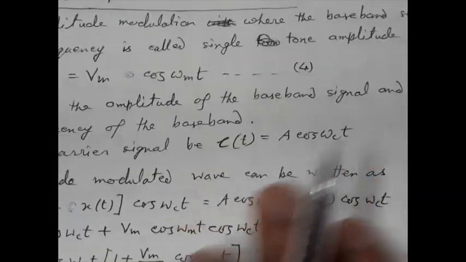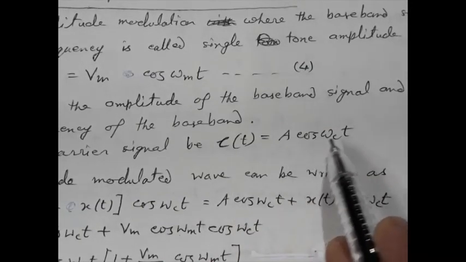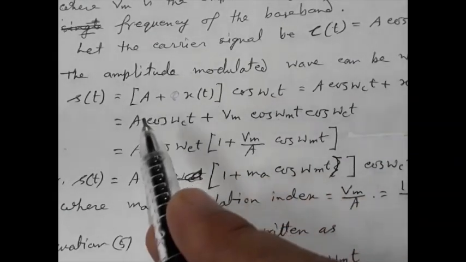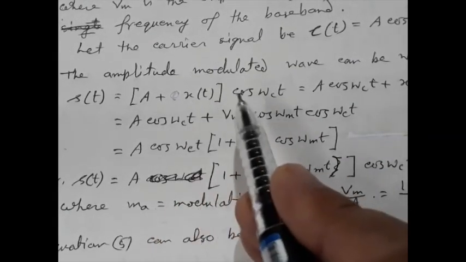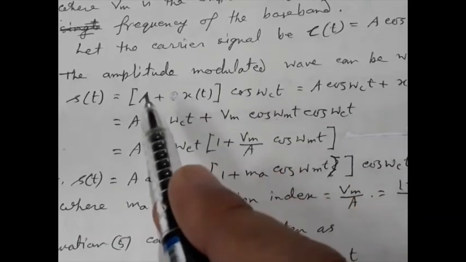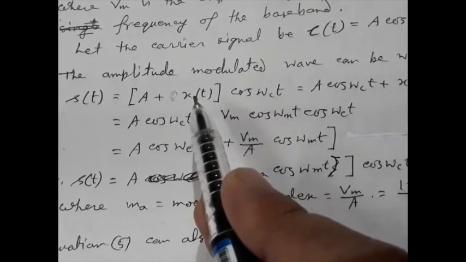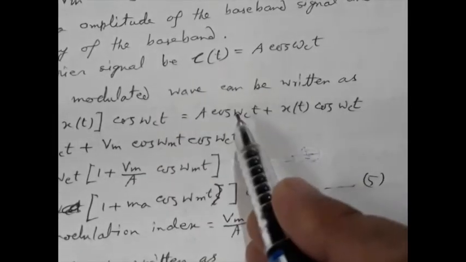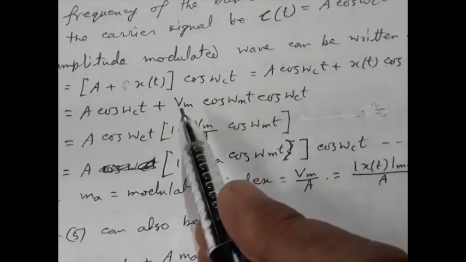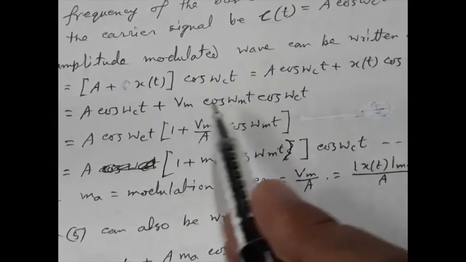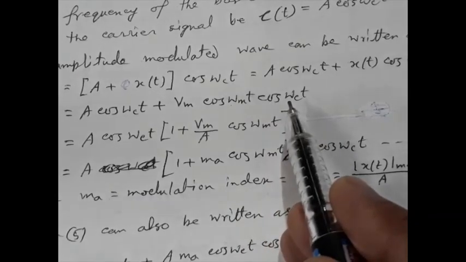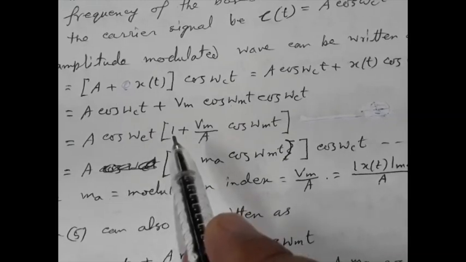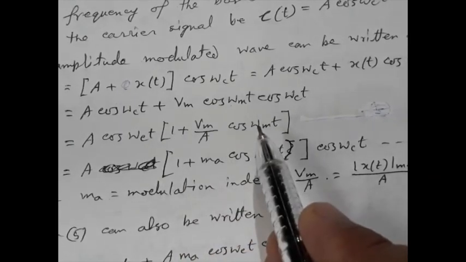Now the carrier is assumed to be A cos omega ct. So the amplitude modulated signal can be written as A plus xt into cos omega ct. This is a general description. Now put the value of xt equal to Vm cos omega mt. So A cos omega ct plus Vm cos omega mt into cos omega ct. Take A cos omega ct common, so it will be 1 plus Vm by A cos omega mt.